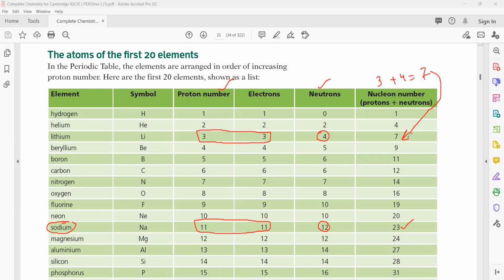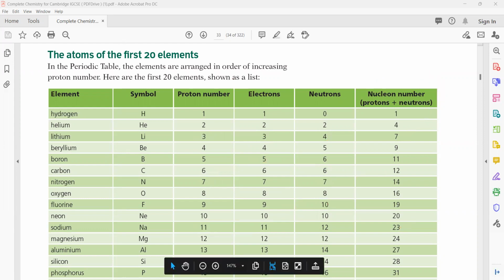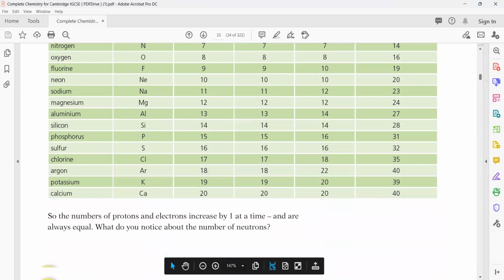Okay, if they are the same, no problem. Like here, this is equal to this, so you add this and this and you get 14. But in this case, the neutron number is not equal to the electrons or protons number. Sometimes it may be more, sometimes it may be less. So there is another thing we will discuss, the isotope. Now let's move to the next part of the lesson.